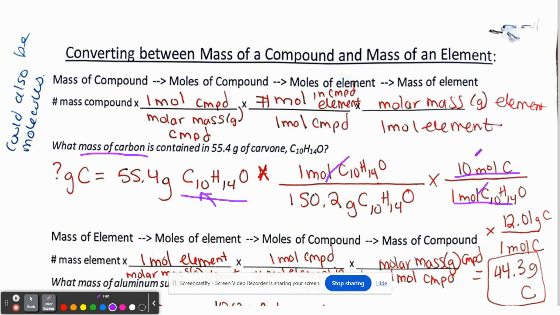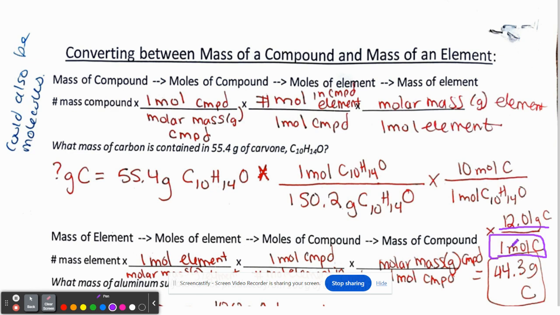Now, your answer will be in moles of the element. But we're not done yet because we want to go to the mass of the element. How do I figure out the mass from those moles? Take 1 mole of carbon. What is he equal to on the periodic table? His mass is 12.01 grams for every 1 mole of carbon. And you know this is mole because this is in grams, not AMUs.